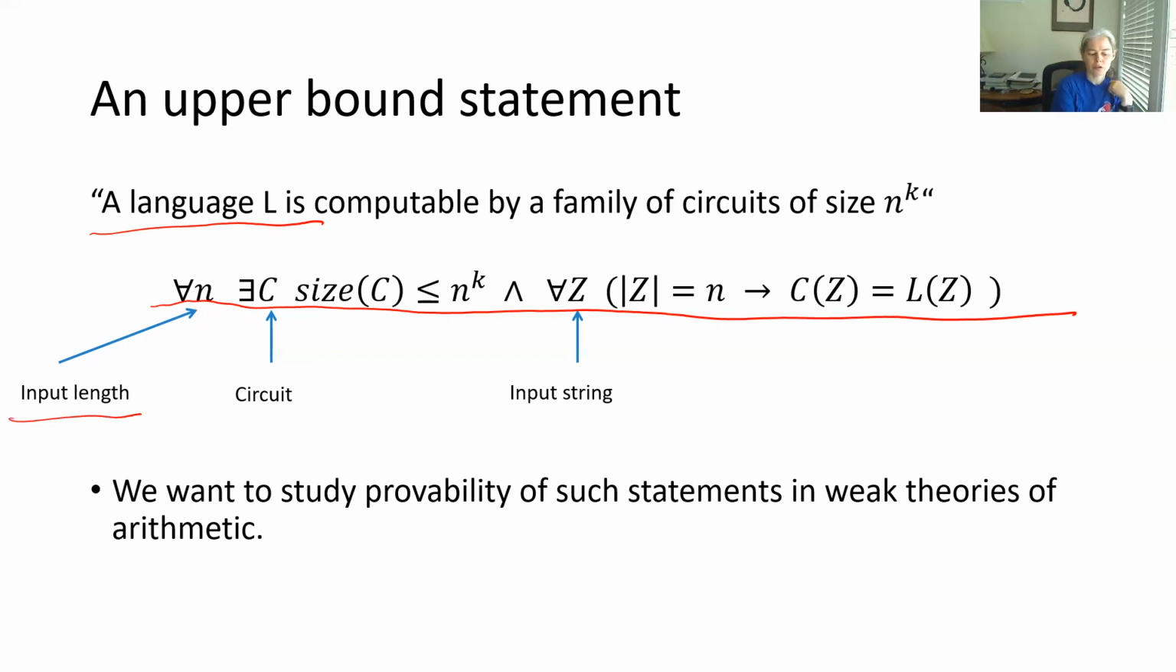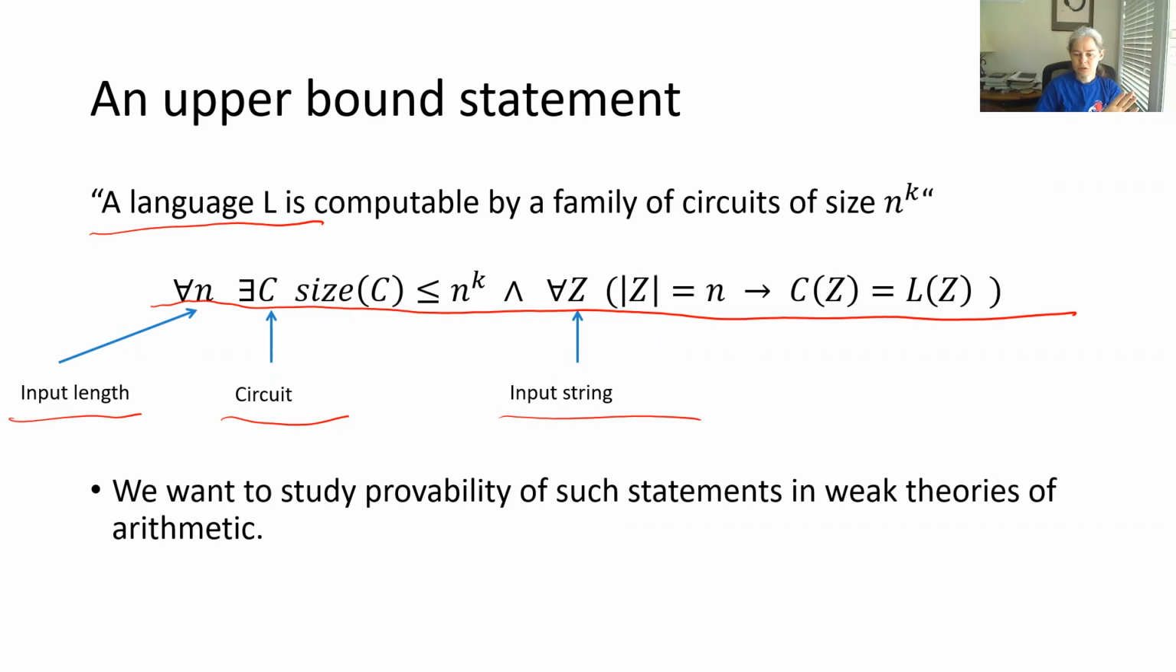So we have input lengths. For every input length, there exists a circuit such that for every input string, the circuit does the correct thing. Well, we could also say for every language in polytime, but let's just stick with this. This is not a very complicated formula. It is of the form for all, exists, for all, and then something fairly simple that says you could figure out the circuit and evaluate it and get a value. This is the kind of statement that we would like to study, the provability of.